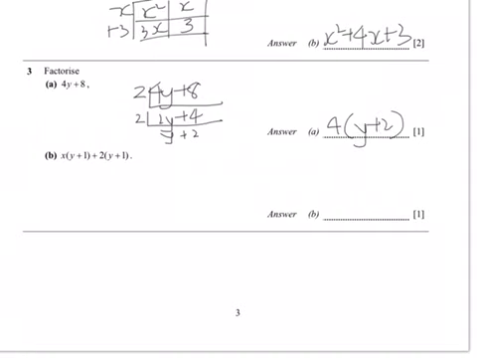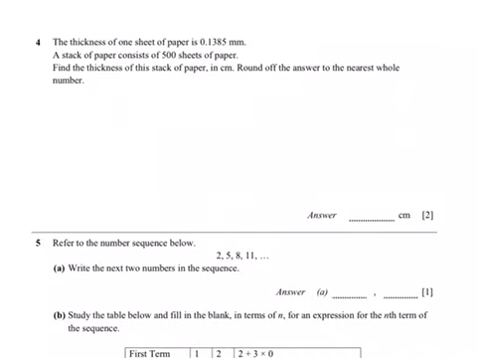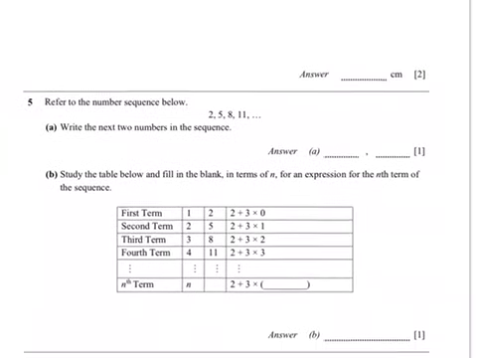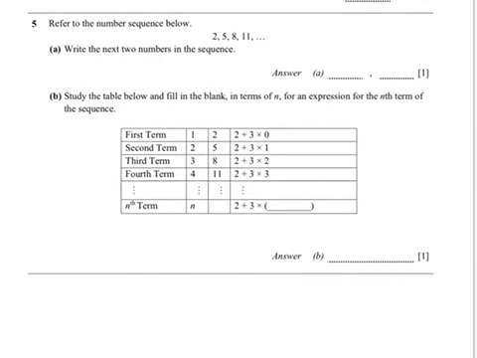Okay, now for this question we will ignore. This one is very direct. Question 4, you just multiply the number of paper with the thickness of one paper and round off your answer to the nearest whole number. I think this will be very simple for you. And for the number sequence here, very direct. The next number will be plus 3, right? So it's 14 and 17.